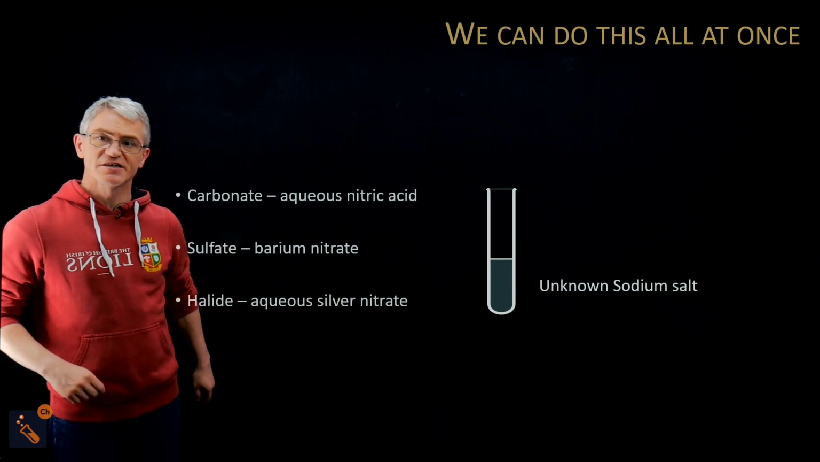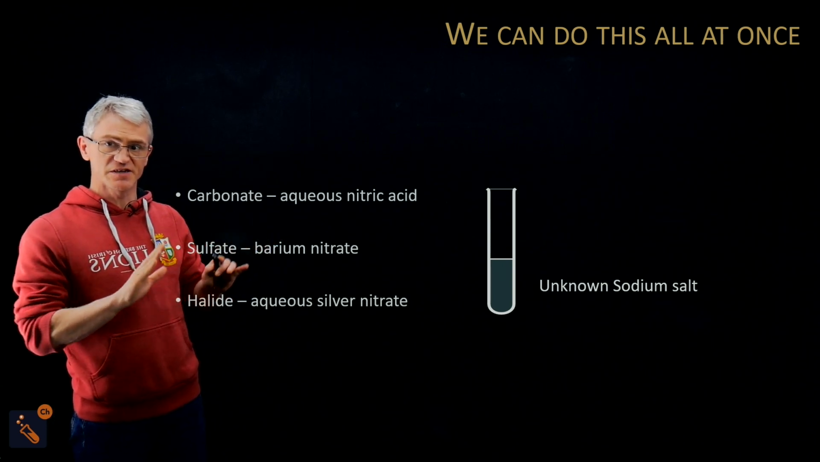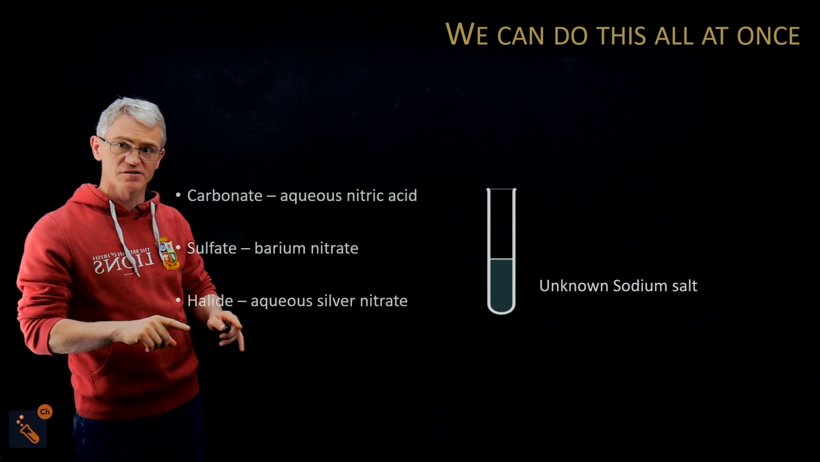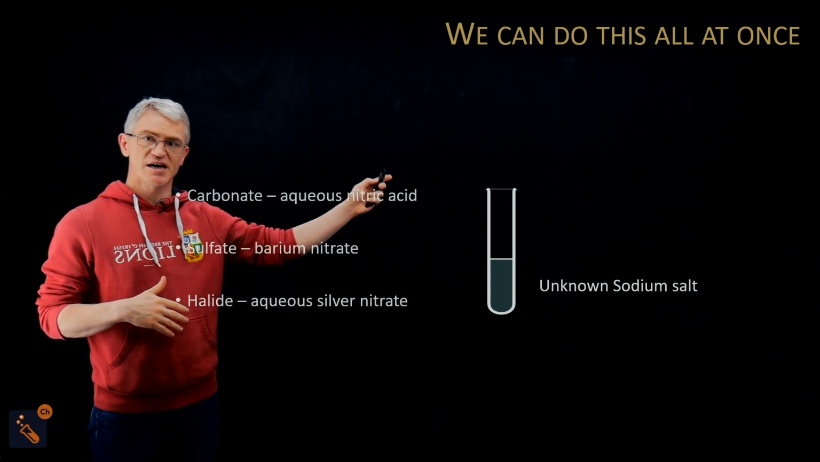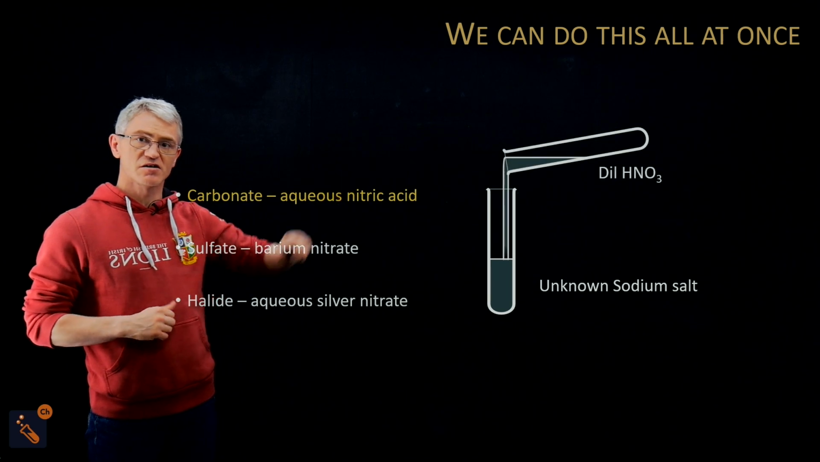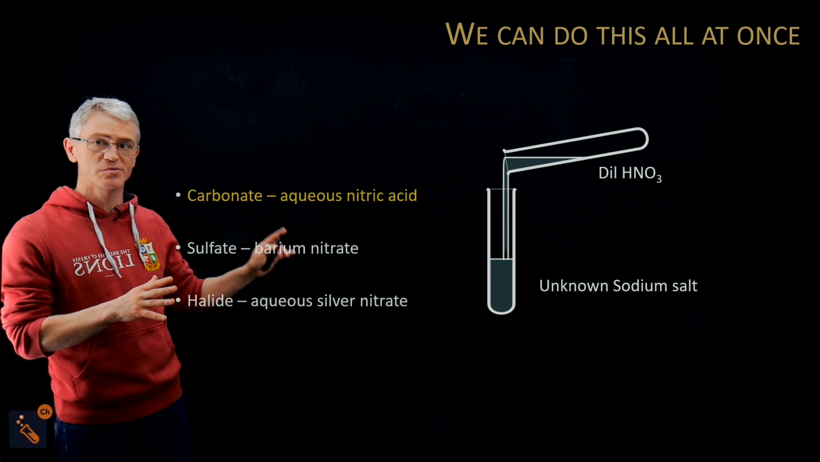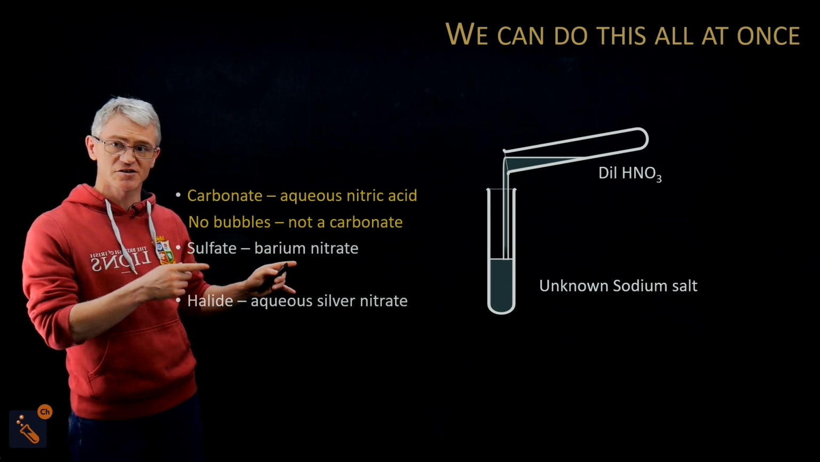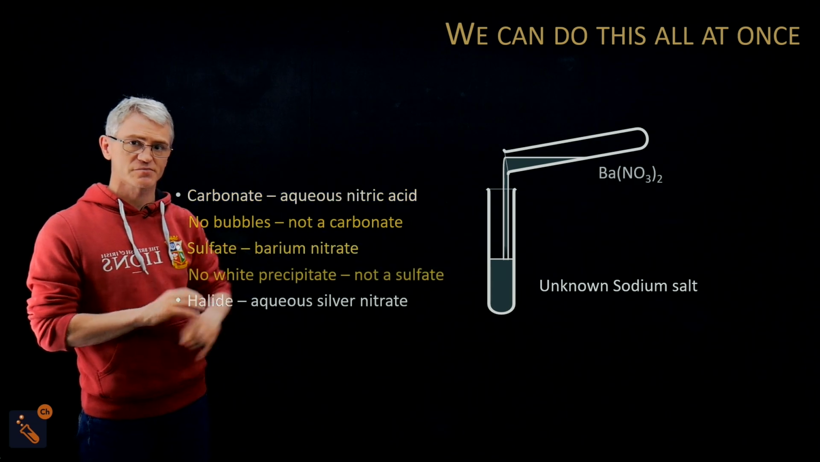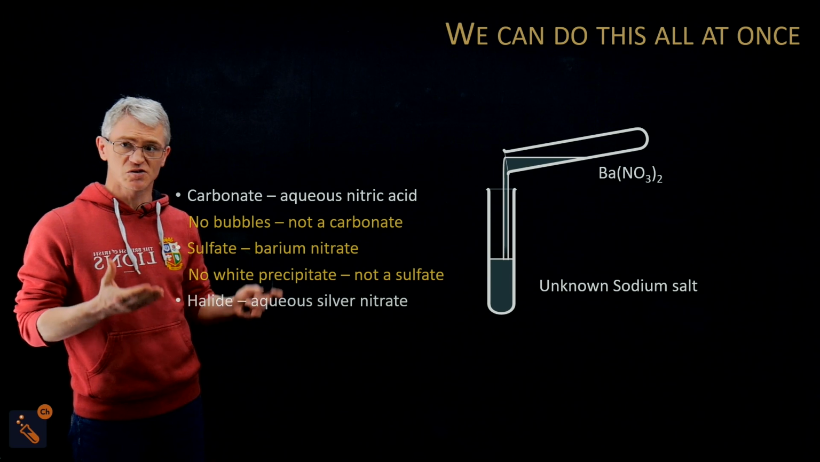So let's see if we can do it all at the same time. Here you've got the carbonate, the sulfate, the halide. You do it in that order: nitric acid, barium nitrate, silver nitrate. So first of all we add our dilute acid. We saw no bubbles. Because we saw no bubbles, we know it's not a carbonate. We keep the same test tube, and this time we add barium nitrate. We didn't see a white precipitate, so it's not a sulfate.